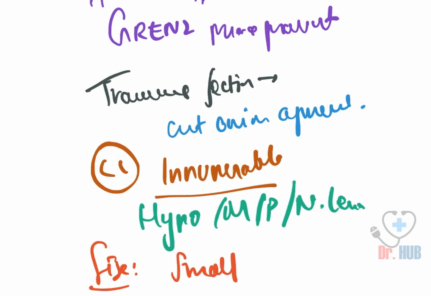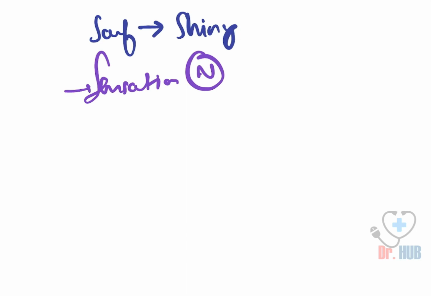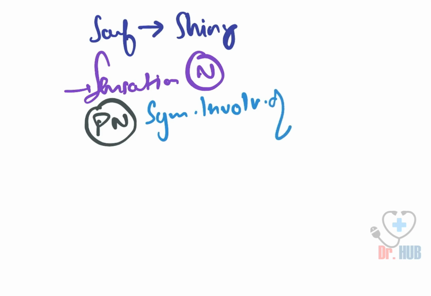When we look at the surface in lepromatous leprosy, it is very shiny. Next, the sensation is normal. Then the peripheral nerves: there is symmetric involvement of the nerve trunks.